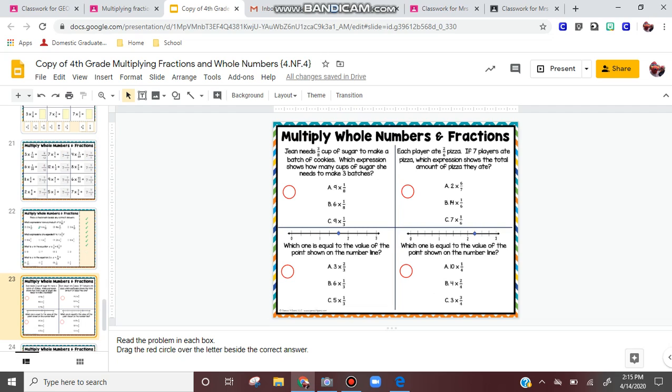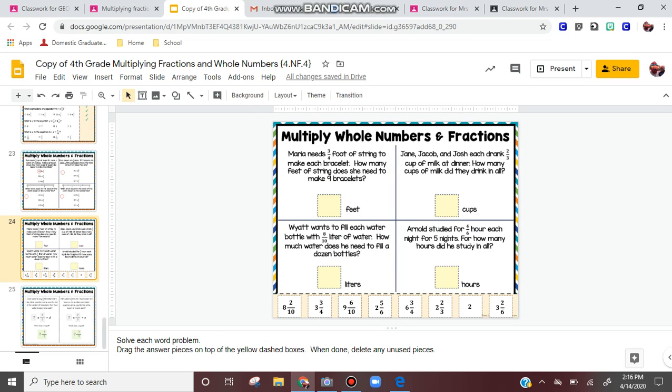Then 23 is some word problems. John needs 3/8 cups of sugar to make a batch of cookies. Which expression shows how many cups of sugar she needs to make 3 batches? So 3 times 3/8. Oh, so they're using it as a unit fraction, so you have to find the individual one. So this would be 1/8. 3 times 3 is 9, so it'd be 9 1/8. And then I think you just take the circle and you drag it over the answer.